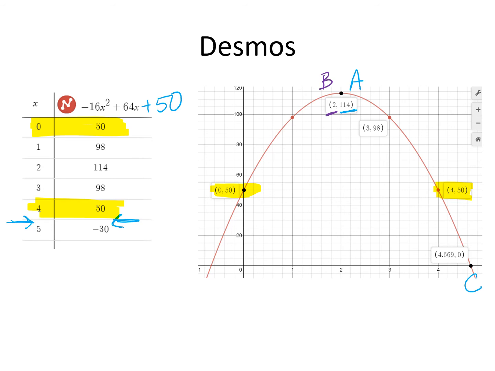And then lastly, letter E asked for the height after 3 seconds. So I have that labeled here. I clicked on the point for 3 seconds. Again, you can also see it in your table. So on the next slide, we will fill in the answers to those questions.